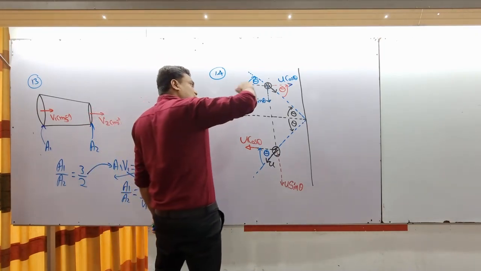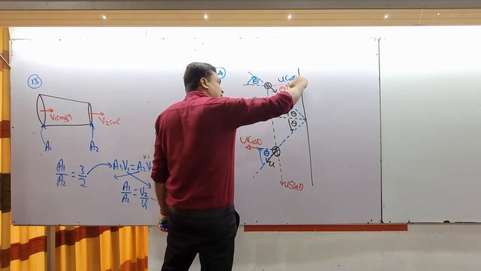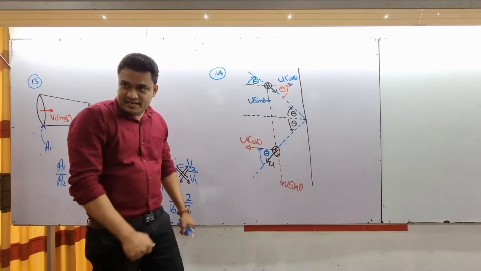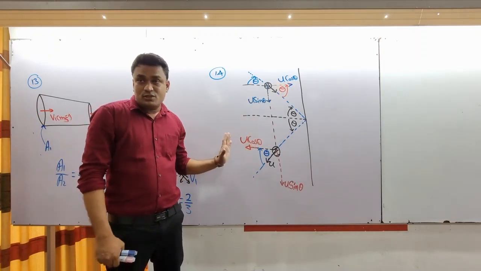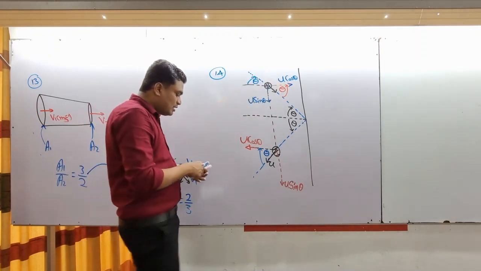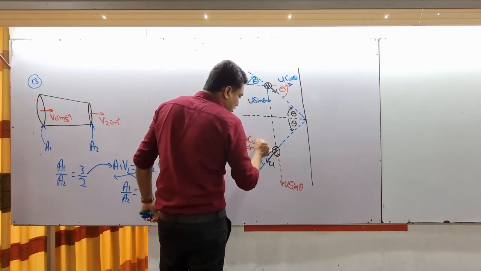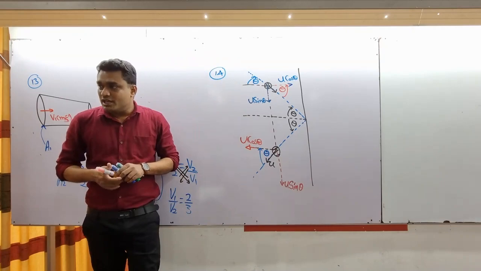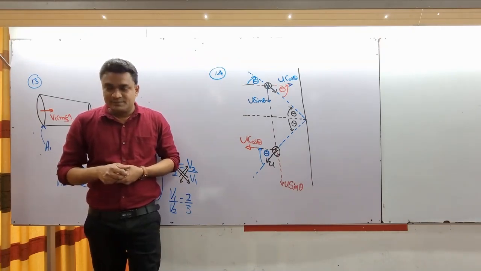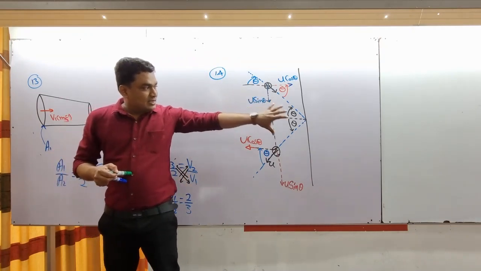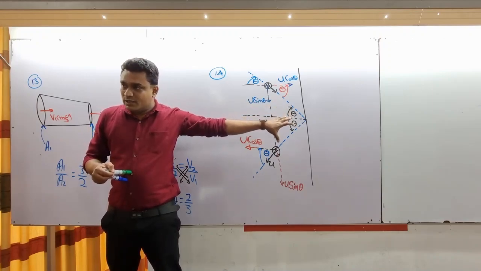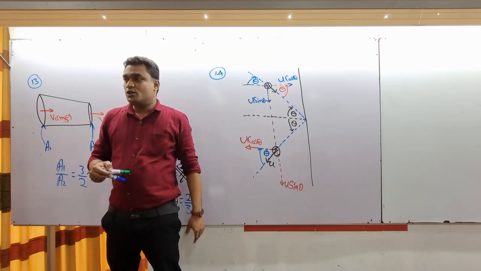Horizontal velocity component, initially it is to the right hand side. Now after the collision it is to the left hand side. Magnitudes are the same, but the direction of the horizontal velocity component has been changed. Got it, dear? So therefore we should apply the impulse equation only along the horizontal direction.